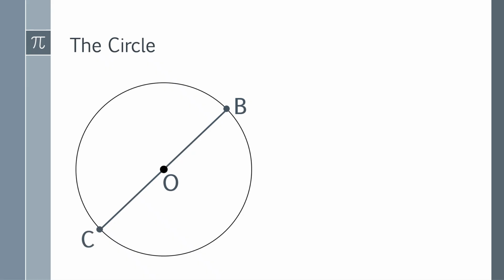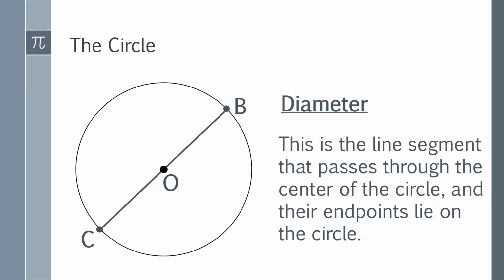And whenever you extend this one, as you can see, there is another point. There's a line segment CB that is passing through the center of the circle. And this one is known as the diameter. When you say diameter, this is a line segment that passes through the center of the circle and its endpoints lie on the circle.